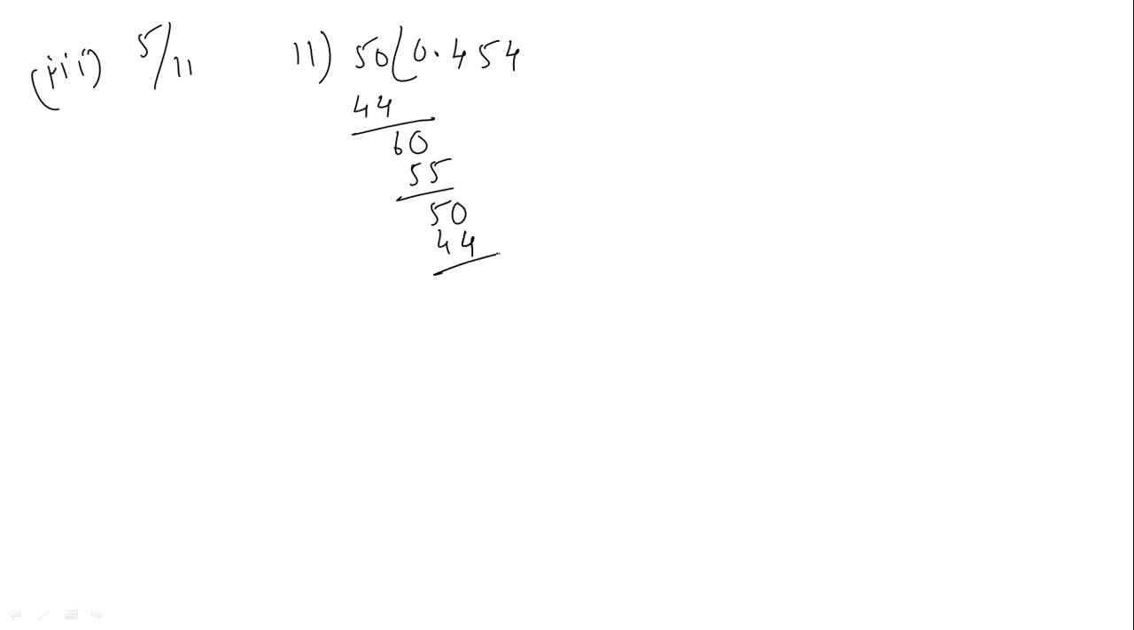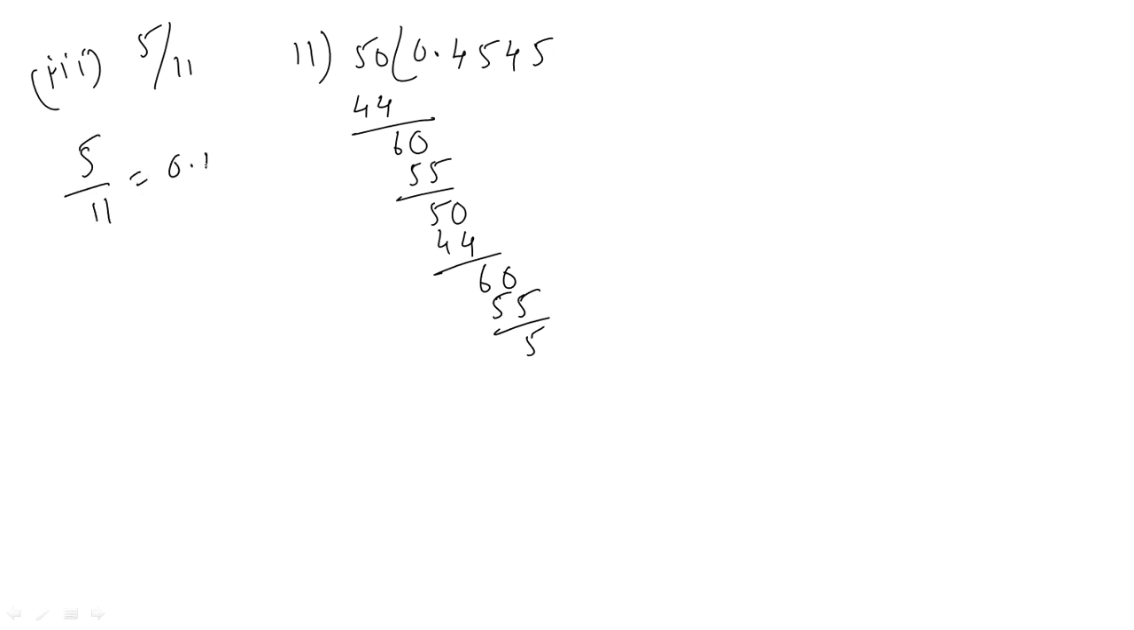Third problem is 5 by 11. So 11 should be divided into 5, 0.0. 11 4s are 44, remainder 6, 0. 11 5s are 55, remainder 5, 0. 11 4s are 44, remainder 6, 0. 11 5s are 55, remainder 5. So what is the value of 5 by 11?